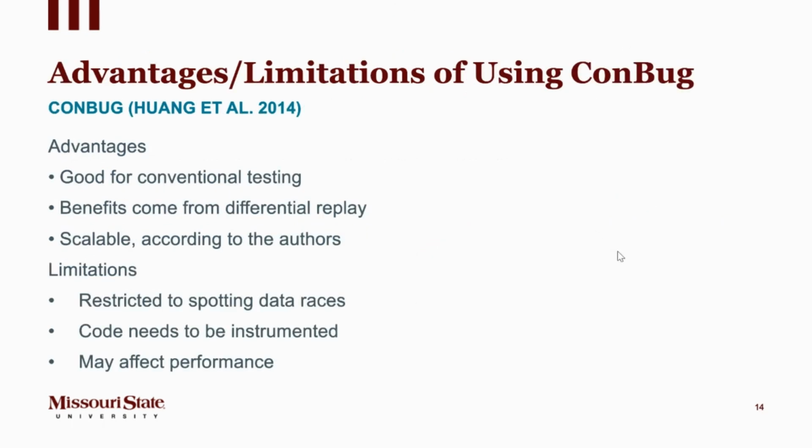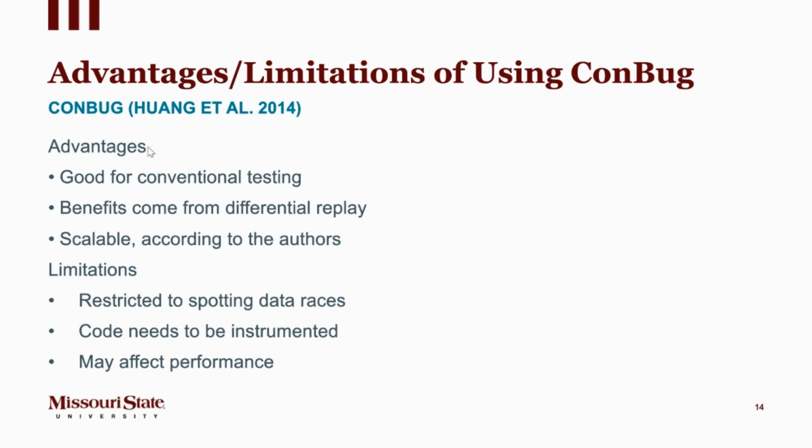So we have the advantages and limitations of using ConBug. This is from the ConBug article by Wang et al., from the year 2014. Getting to our advantages, it is good for conventional testing. Some of the benefits come from differential replay, which is another method we can use to help with finding concurrency issues. According to the authors, this approach is scalable. This means it can deal with a large workload.